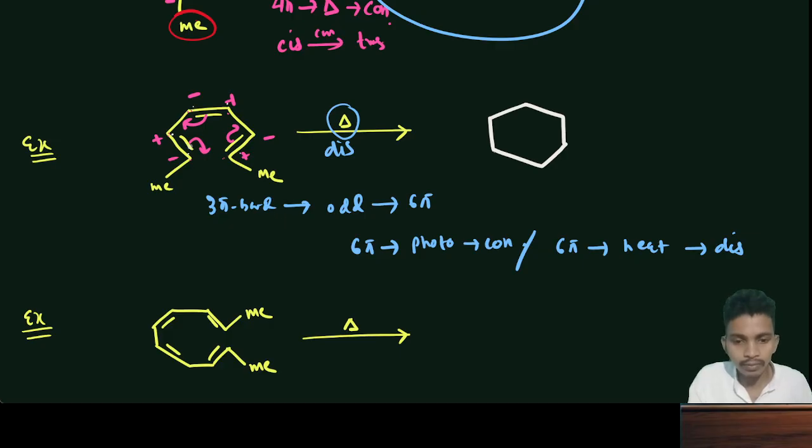And 1 pi bond has formed sigma bonds, and 2 pi bonds are there. So this and this. Or for understanding, simply make how it is.